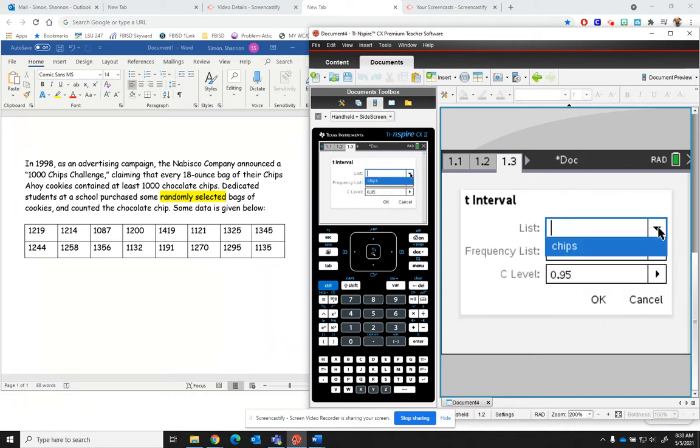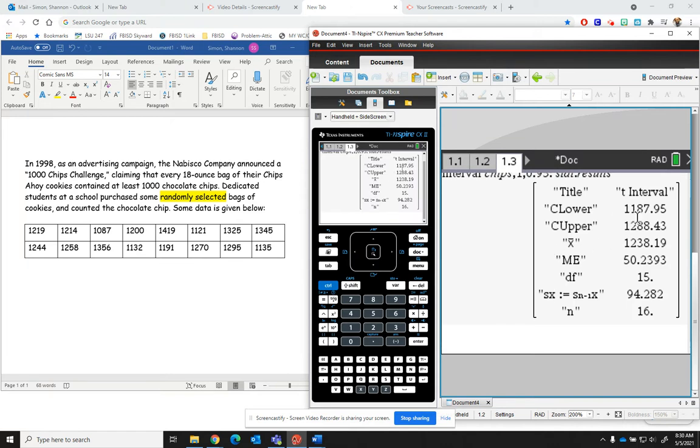We're going to give it the list. Our list was the chips list. Frequency list, leave it at 1, and your confidence level. There's no confidence level given in the problem, so we default to 95%. Press OK, and it gives me my lower limit, which is 1,187.95 chips, to my upper limit, which is 1,288.43 chips.